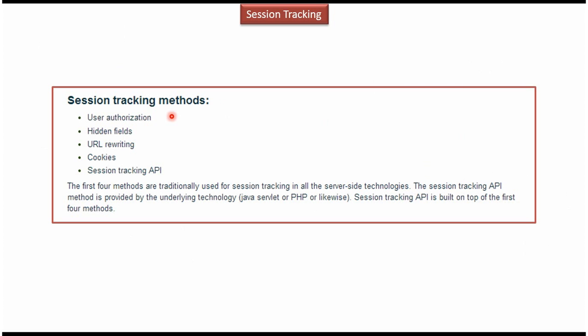There are five session tracking methods. First one is user authorization. Second one is hidden fields. Third one is URL rewriting. Fourth one is cookies. And fifth one is session tracking API. This session tracking API is built on top of the first four methods. The first four methods are traditionally used for session tracking in all the server-side technologies.